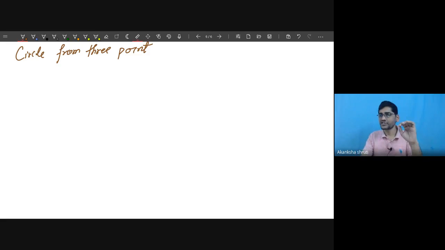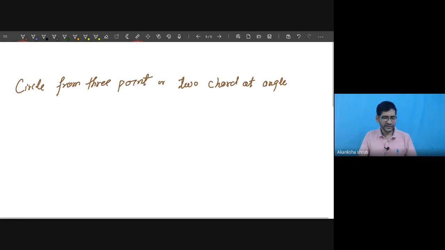So, circle from 3 points. Why is it required? It may be first given that construct a circle passing through the 3 points, or the 2 chords at some angle somewhere. Then you have to draw the tangent. It may be asked at an angle. Okay, so let me just explain it.